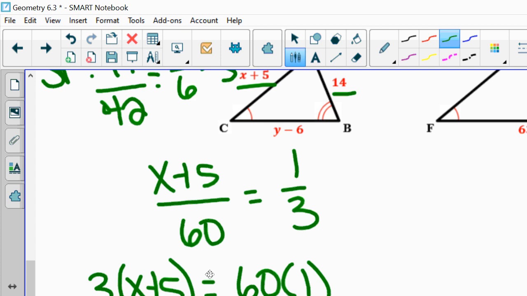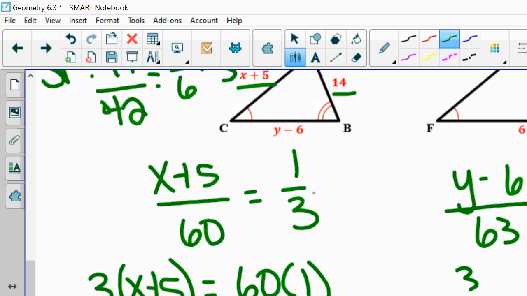So now the y value, I have y minus 6 over 63 equals, again, the scale factor, 1 over 3. Cross multiply, 3 times y minus 6 equals 63 times 1. 3y minus 18 equals 63. Add 18 to both sides, so I get 3y equals 81. Divide by 3, y equals 27. So we just found x and y.